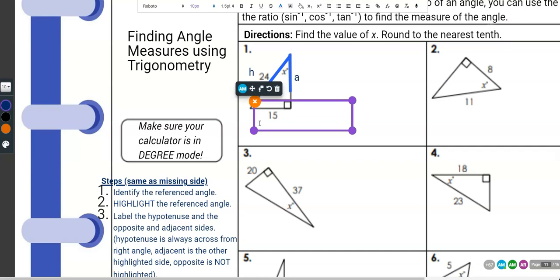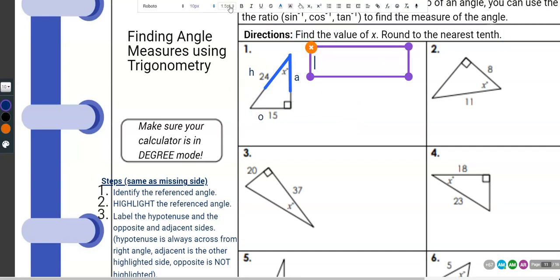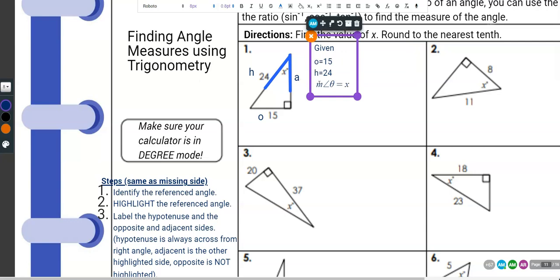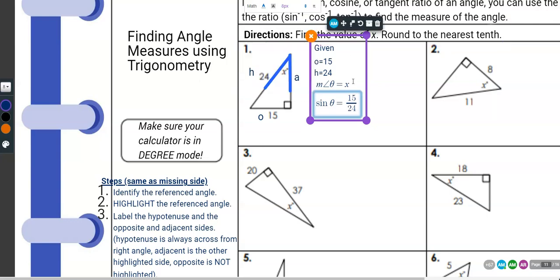And we have our opposite side, which is the side that is not touching the angle. We're going to list our given information. So our given, we have our opposite is 15, our hypotenuse is 24. We are looking for the measure of angle theta. So we know that the opposite and hypotenuse is sine. So what we're going to say is that sine theta equals 15 over 24. Now, yes, we could simplify that, but we don't need to here.